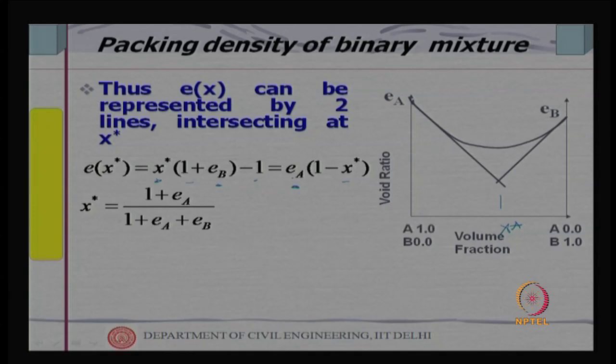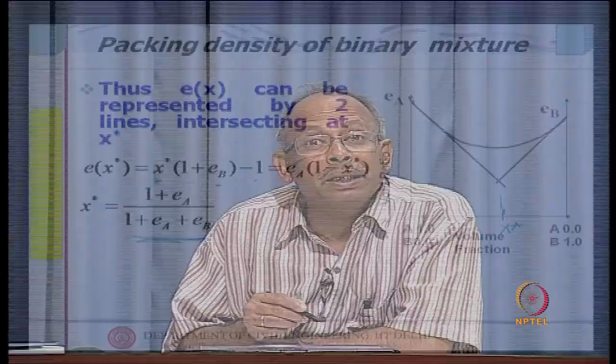With a negative sign, if you bring it to the other side, the coefficient of x star will be 1 plus E a plus E b, and this term is independent of x star. So the other term goes to the other side, and you will have E a plus 1 divided by this. So x star can be algebraically evaluated as this, and that is the optimal proportion at which the void ratio will be minimum. In other words, packing density will be maximum.